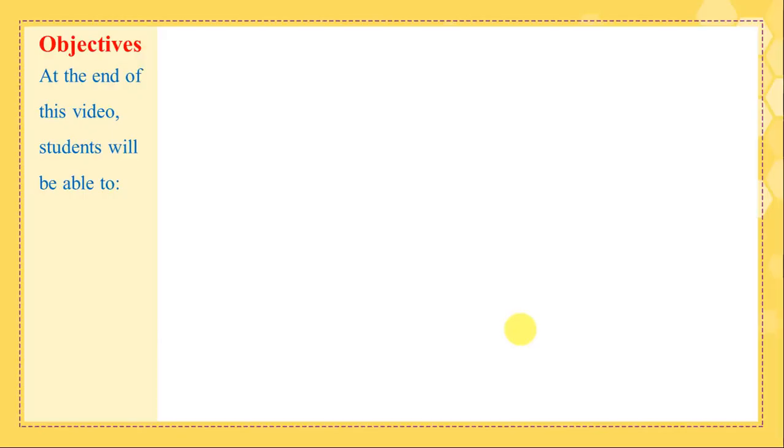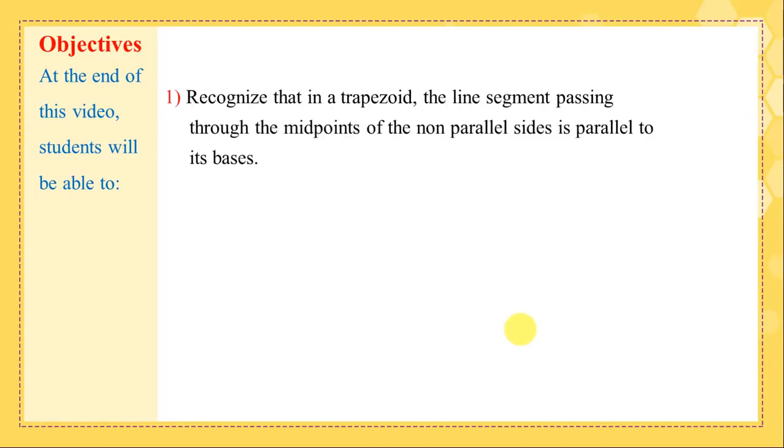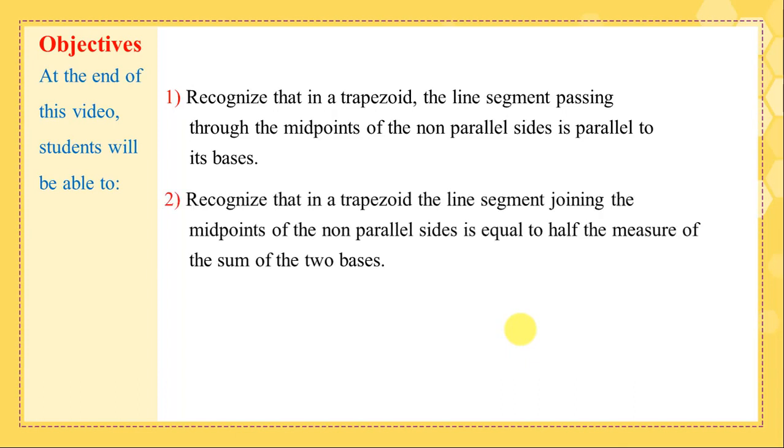At the end of this video, students will be able to recognize that in a trapezoid, the line segment passing through the midpoints of the non-parallel sides is parallel to its bases. Recognize that in a trapezoid, the line segment joining the midpoints of the non-parallel sides is equal to half the measure of the sum of the two bases.